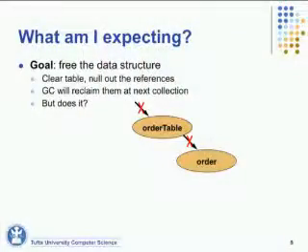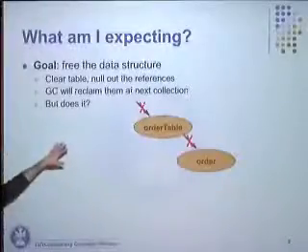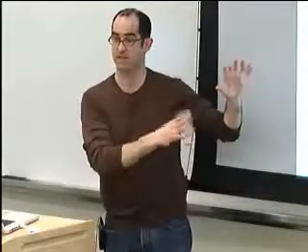Right. So what am I expecting to happen here? I clear out the table and null out the reference, and GC will reclaim all of this stuff at the next garbage collection. Right. That's what I'm... Can you go back to the previous slide? Yeah.